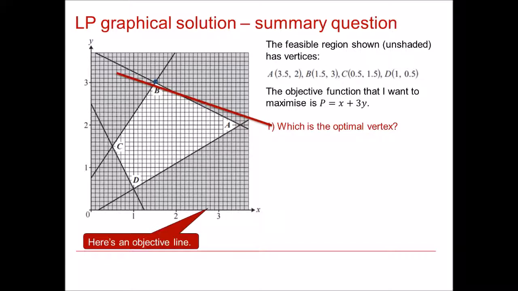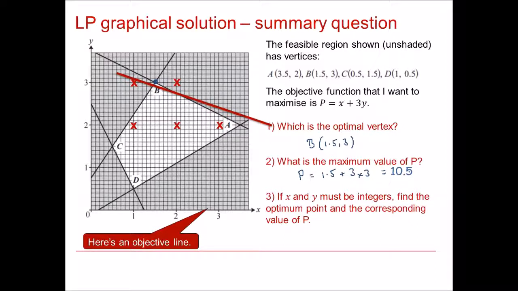So our optimal vertex is B, which is (1.5, 3). Now that would give us a maximum value of p equal to 1.5 plus 3 multiplied by 3, which is 11.5. However, of course, this is a non-integer solution, so had you been asked to find a non-integer solution, then that would be it. But if we're asked to find integers, then we need to look at where the integer values are within the feasible region.